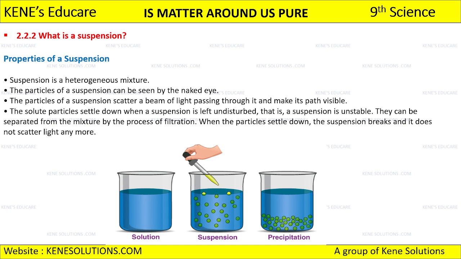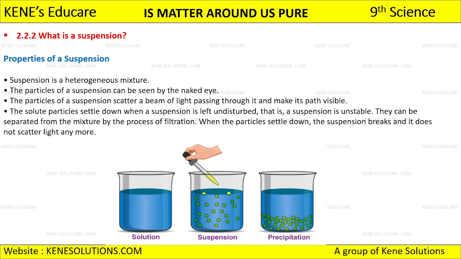Okay. So the particles of a suspension scatter a beam of light passing through it, and make its path visible. Getting it? Whatever the particles of suspensions are, as I told you they are going to be visible to us, right? So they are going to scatter a beam of light which passes through it and make its path visible. What will it do? It is going to make the path visible for us.